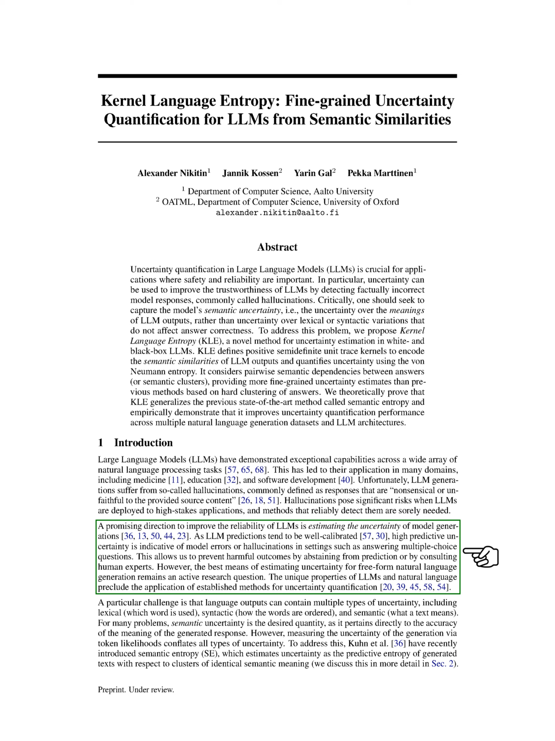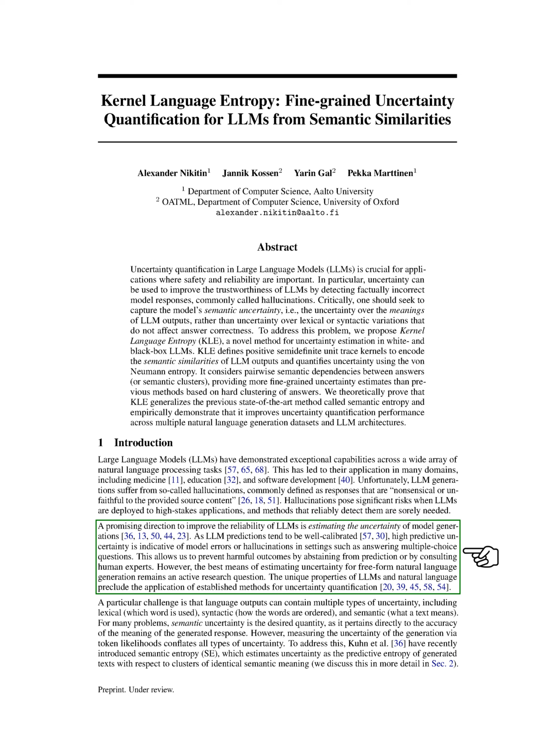Detecting these hallucinations is crucial, and one way to enhance LLM reliability is by estimating the uncertainty of their outputs. Predictive uncertainty in LLMs can indicate errors or hallucinations, especially in tasks like multiple-choice question answering. By measuring uncertainty, we can avoid incorrect predictions and seek advice from human experts when needed. However, accurately estimating uncertainty in free-form natural language generation is still a challenging research area.